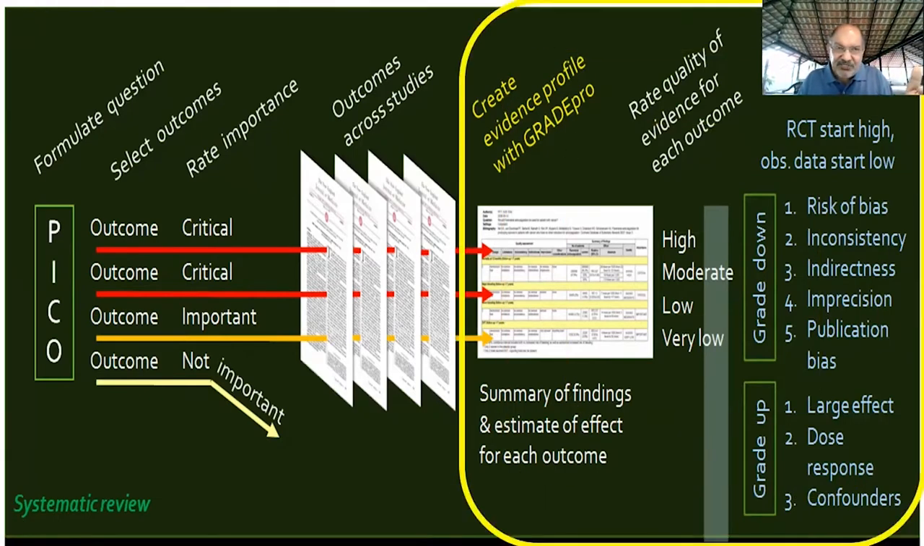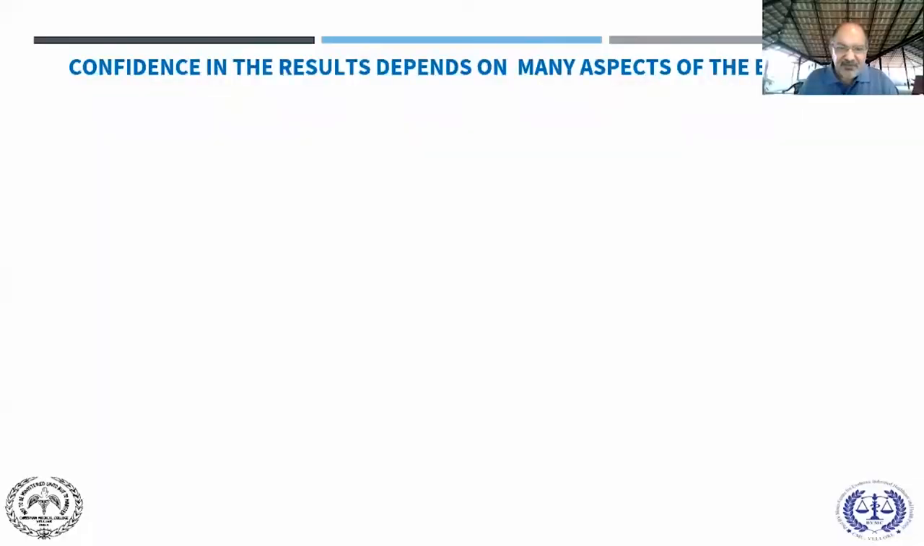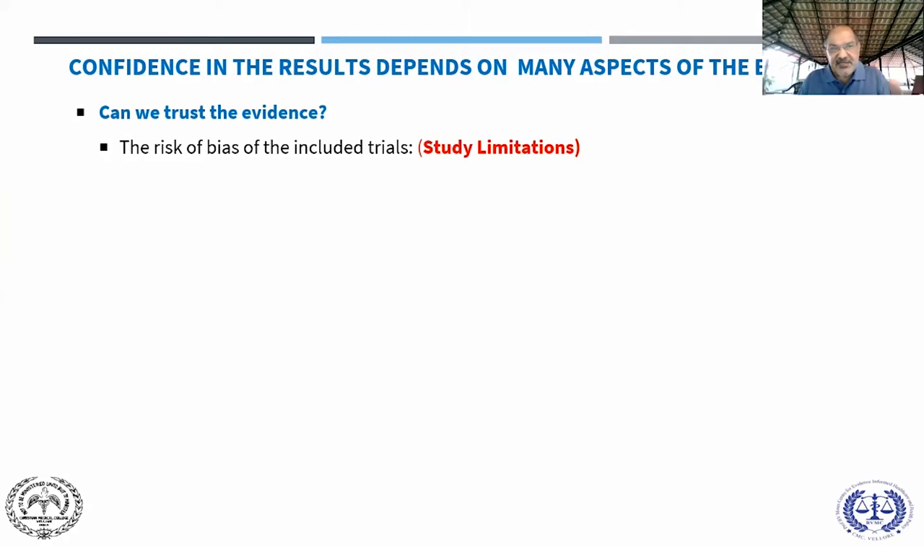profile, which not only presents the numerical estimates, but also gives you the judgment of how confident you are in these estimates. So the confidence in the results for any outcome depends on many aspects. The first is, can we trust the evidence? Are the studies that gave you data for that outcome done well, or is it likely they could have been biased? If so, how much is that bias in each trial contributing to not being confident of the overall result? That's the first thing you look at.